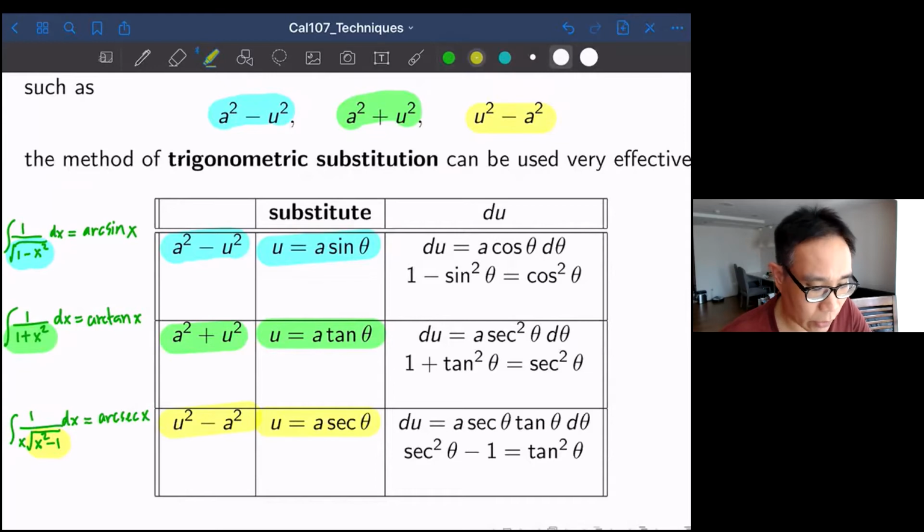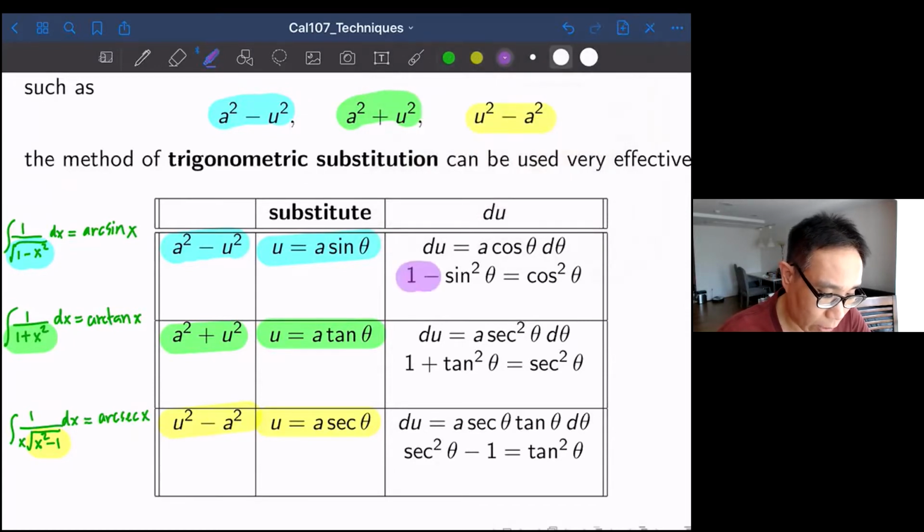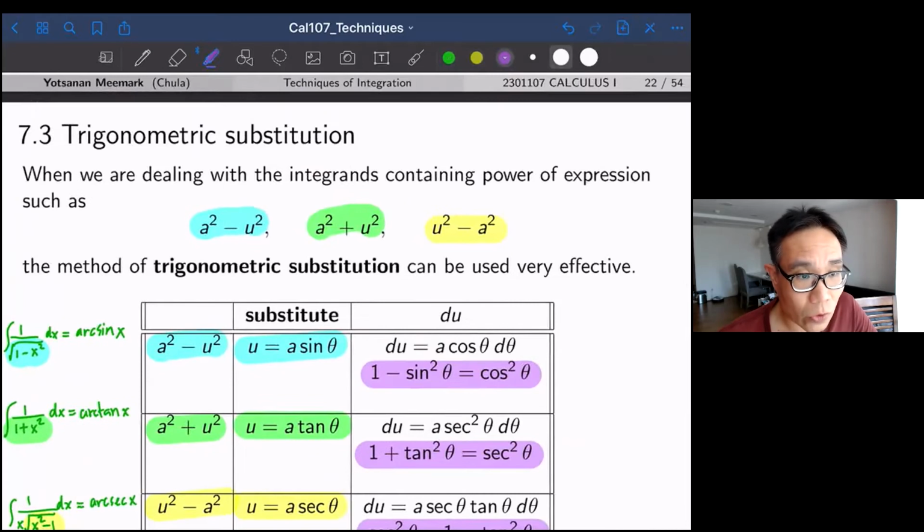I'm going to teach you that next. However, I'd like you to memorize these identities: sine squared plus cosine squared equals 1, 1 plus tan squared equals sec squared, and sec squared minus 1 equals tan squared. They are important also. This is what we're going to use for the technique called trigonometric substitution.